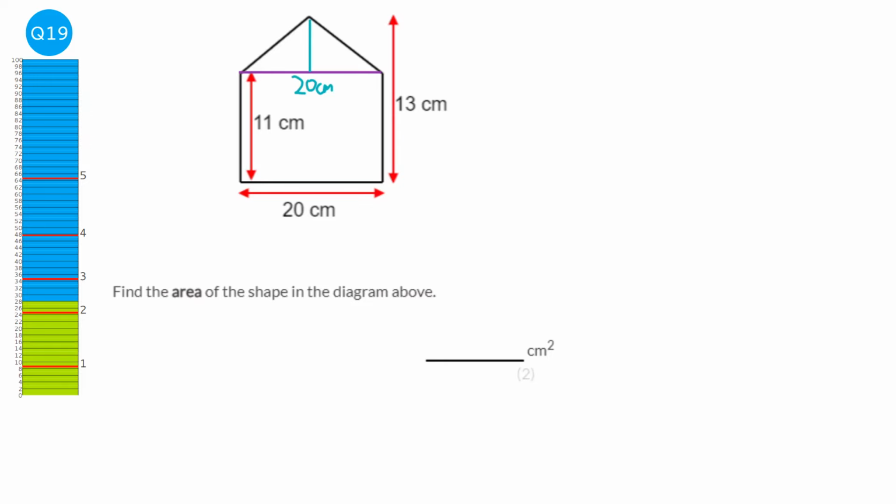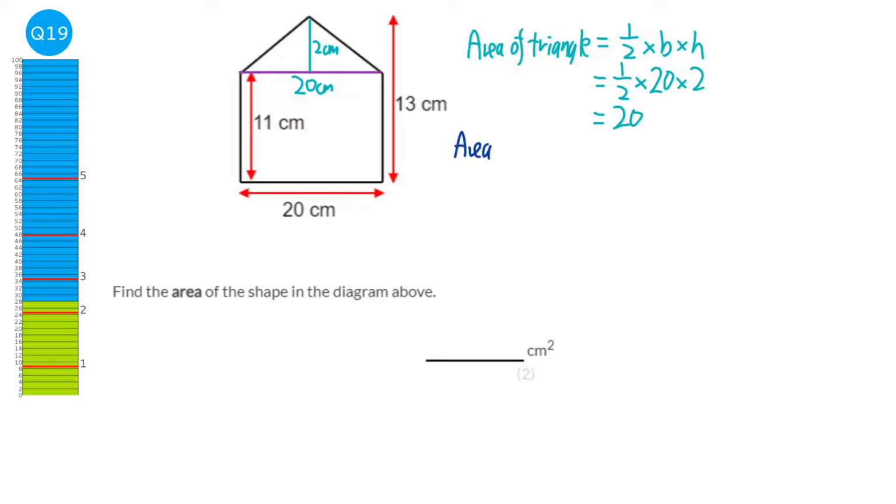To find that, what we can look at is the fact that the total height of the whole thing is 13, and the height of the bit we don't want is 11. So what's left over? Well, 2 centimetres will be left over, so the height of the triangle will be 2 centimetres. So let's work out the area of the triangle first, which is going to be half times base times height. Half times the base, which is 20, times the height, which is 2, will just give us 20. Now let's work out the area of the rectangle.